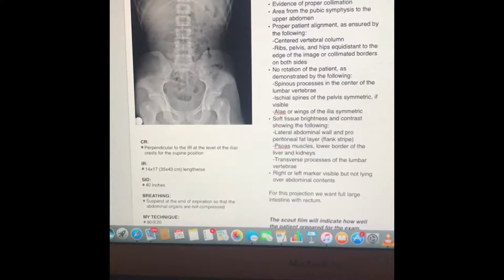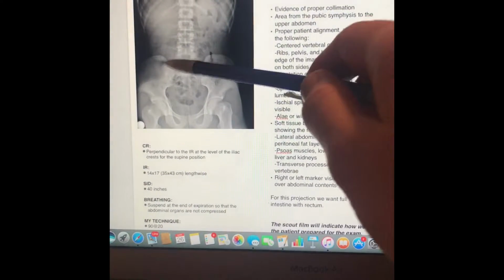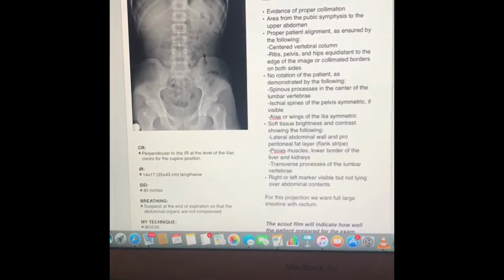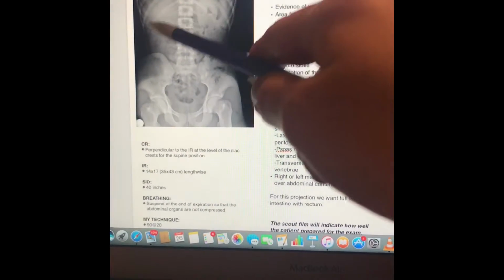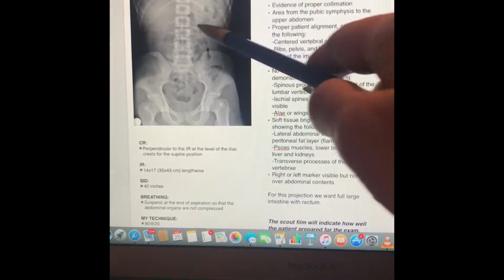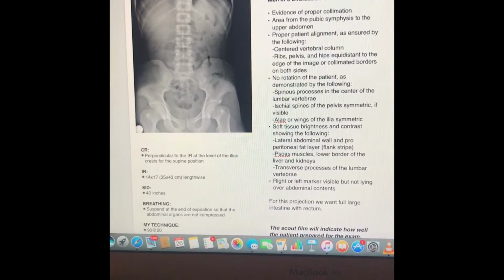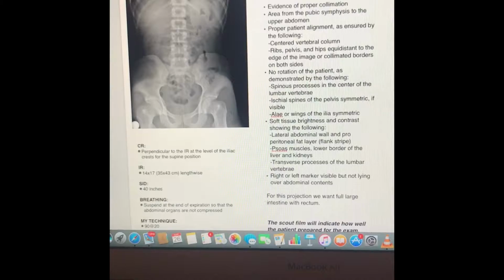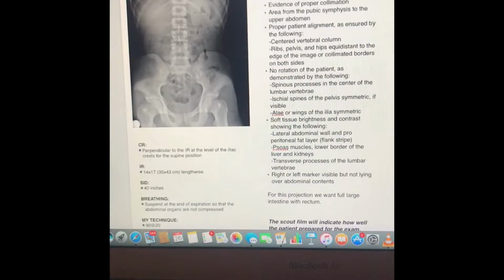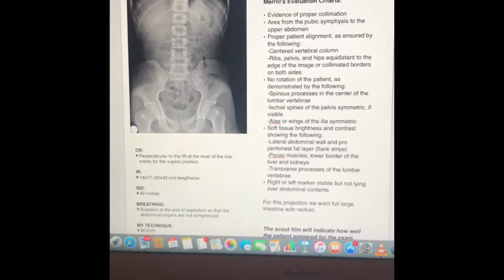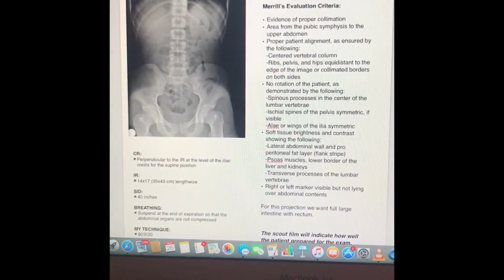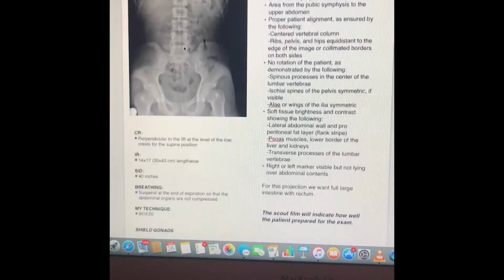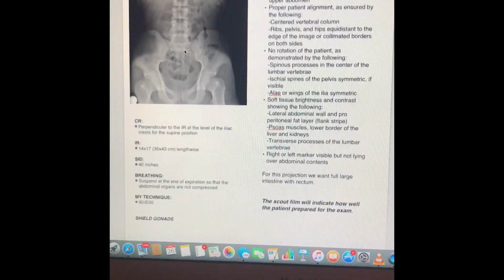Also transverse processes of the lumbar vertebrae on both sides. Kidneys would be somewhere here. Right or left marker, we would have to make it visible, but not in the anatomy. For this projection, we want full large intestine with rectum, since we are doing the BE.